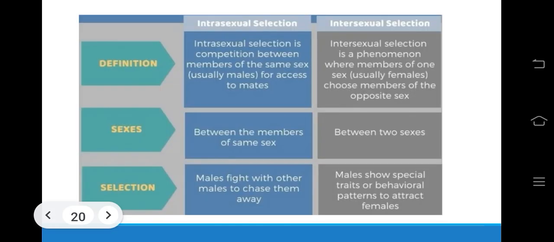Then intrasexual selection. Intrasexual selection is a competition between members of the same sex, usually males, for access to mates. Within the same sex, males fight with each other to chase others away. Then intersexual selection is a phenomenon where members of one sex, usually females, choose members of the opposite sex. Between the two sexes, males show special traits or behavior patterns to attract females.